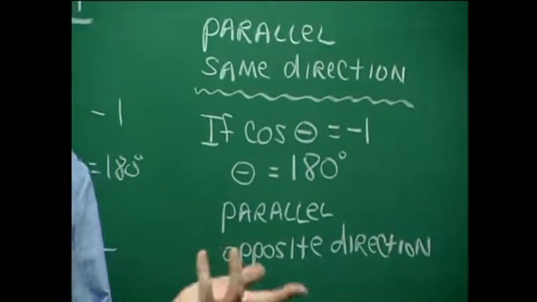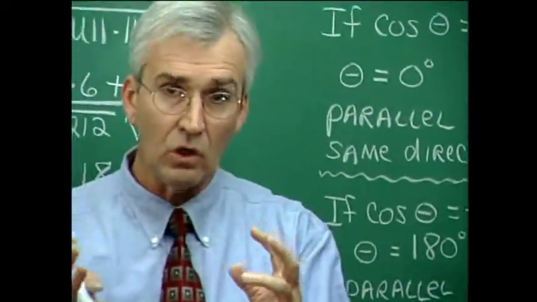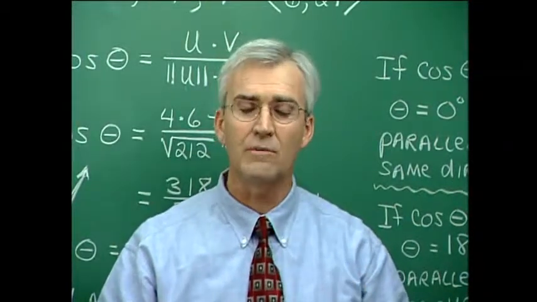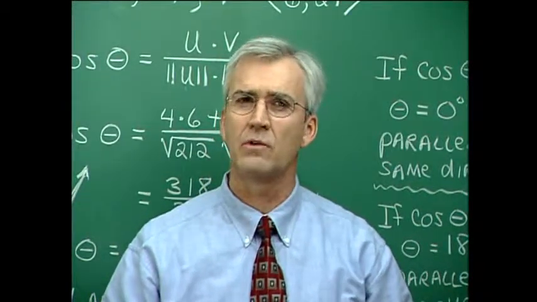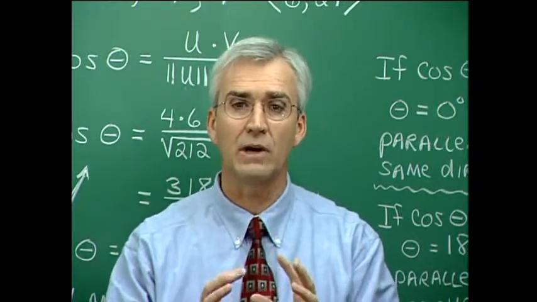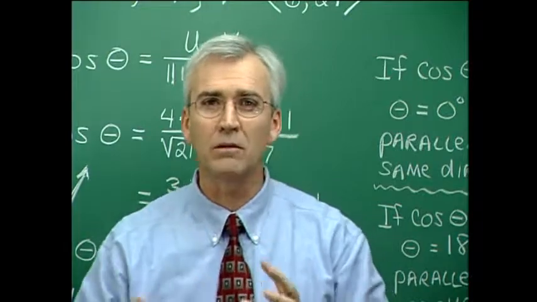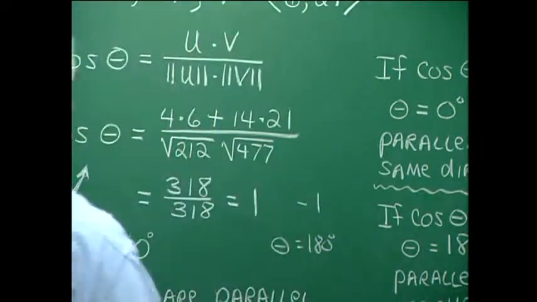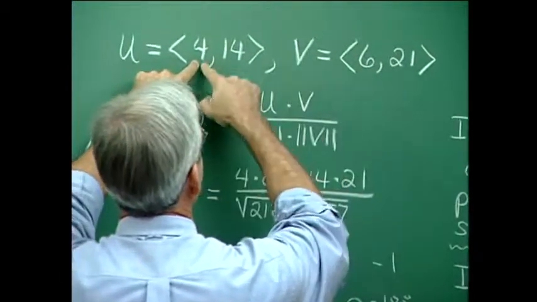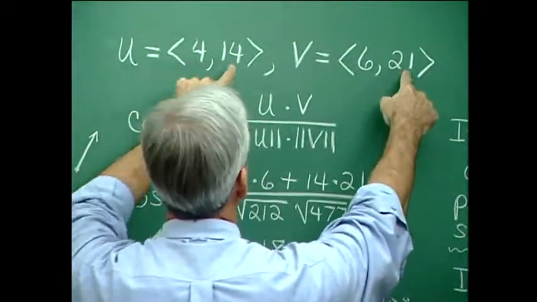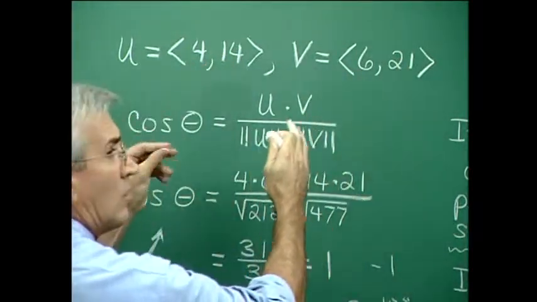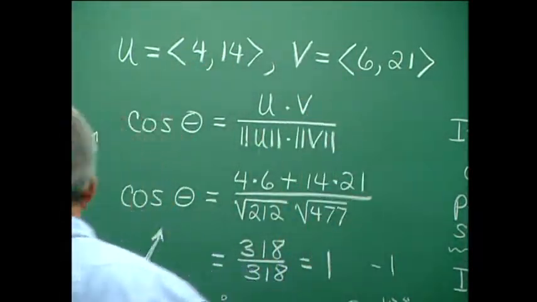Now, there's one other thing about this idea of going in the same direction, going in opposite directions, particularly going in the same direction. If they're going in the same direction, then it turns out that one of the two vectors can be expressed as a scalar multiple of the other. Look at u and v here. I've got 4 and 6. Now, 6 is just 1.5 times 4, and 21 is 1.5 times 14. So I can write one of these as a scalar multiple of the other.